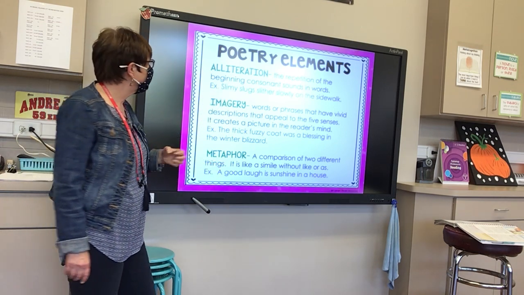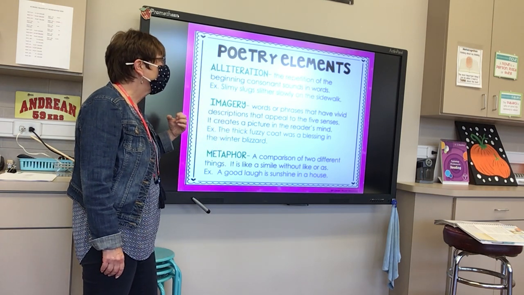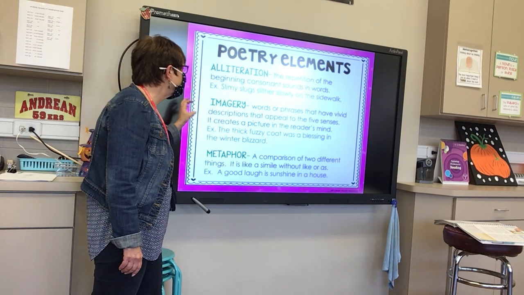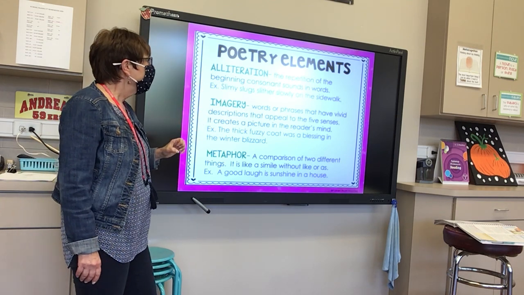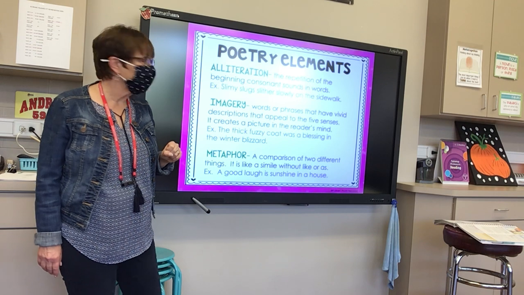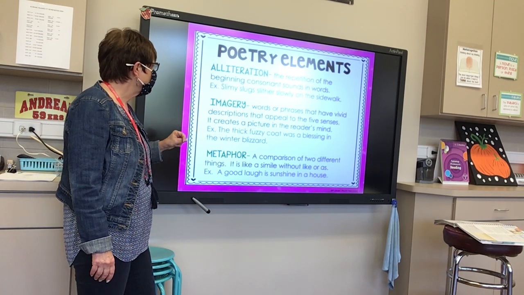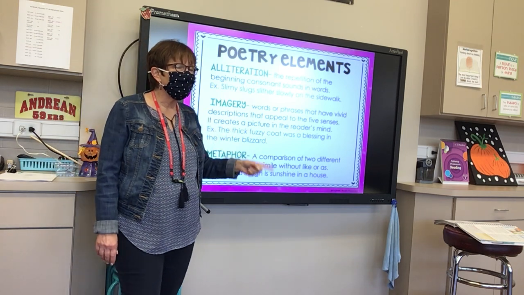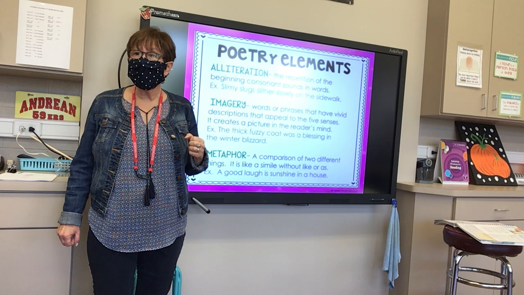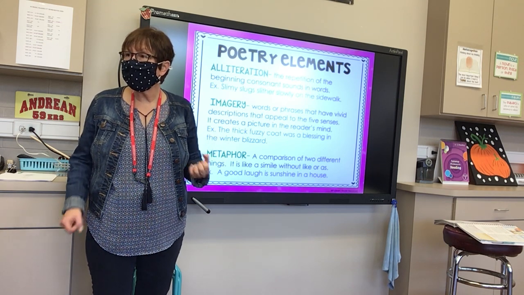Another element of poetry would be imagery. And those would be words or phrases that have vivid descriptions that appeal to the five senses. It creates a picture in the reader's mind. Here's an example. The thick, fuzzy coat was a blessing in the winter blizzard. So the thick, fuzzy coat, that paints a picture in our head. I'm imagining a thick, fuzzy coat.